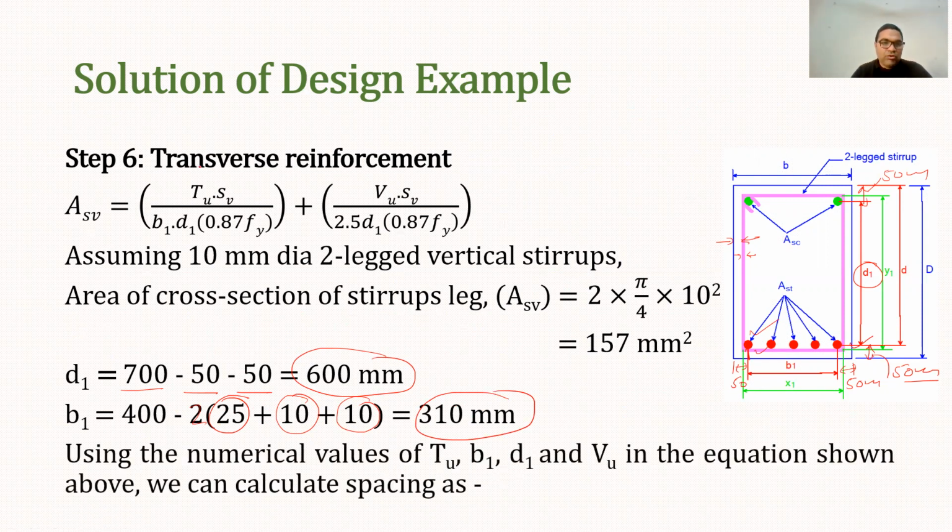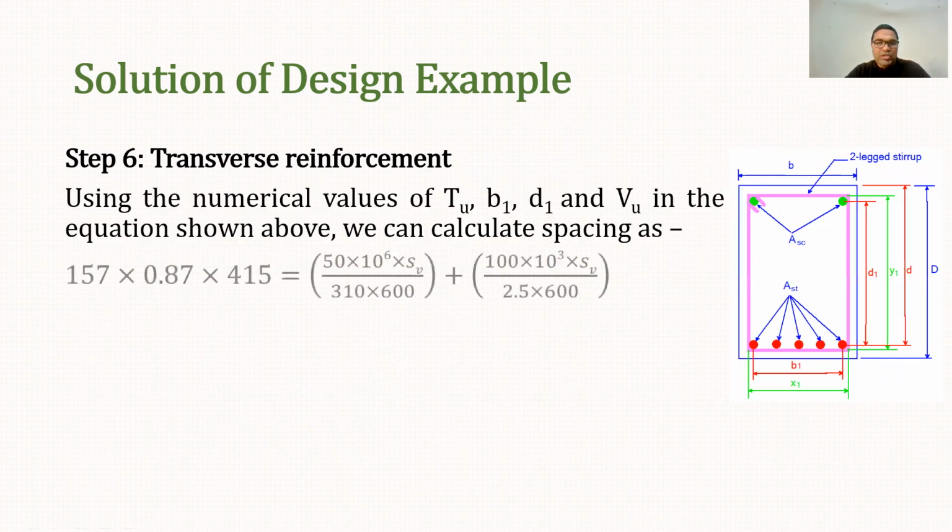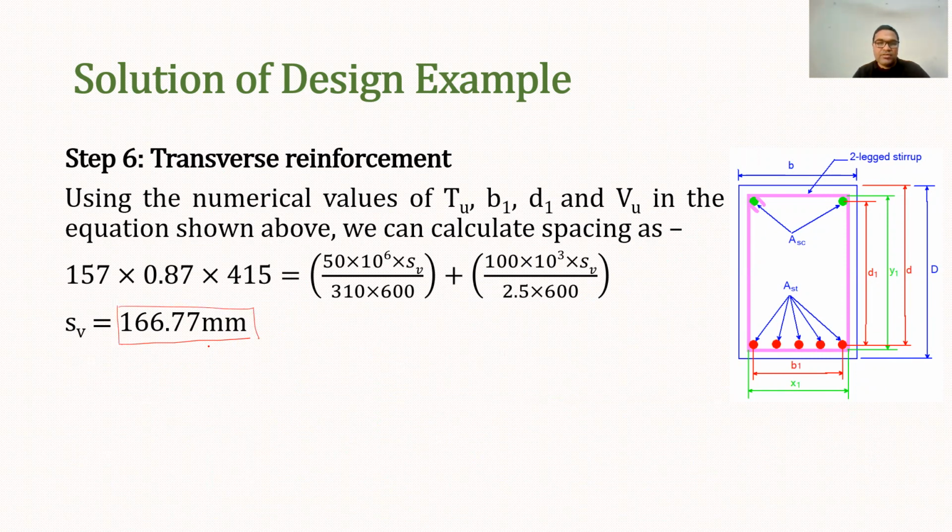Now we have found all the values: B1, D1, Fy, Tu, ASV. Now we can calculate the value of SV. Putting all the values in the equation, we can now calculate the value of SV as approximately 166.77 mm.